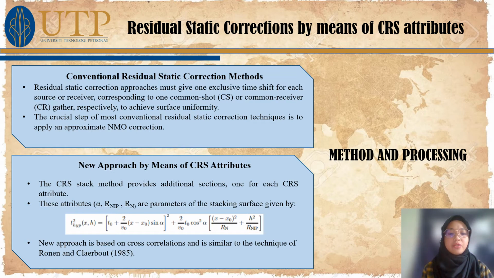This stacking surface from the CRS stack method improves the SN ratio even more than the NMO or DMO stack method. The new approach is based on cross correlations and is similar to the technique of Ronen and Claerbout 1985. The very first step is to perform at least the initial 2D ZO CRS. Each trace of the simulated ZO section will serve as a pilot trace for the necessary cross-correlation.